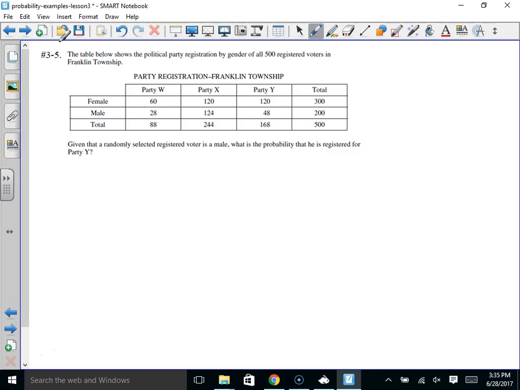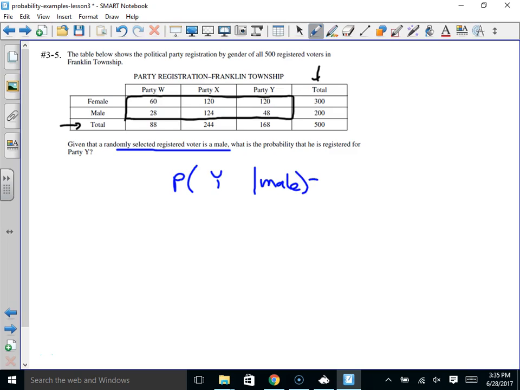All right, so one thing about tables like this, sometimes they give you the margin values, the totals, and sometimes they don't. So it's important to recognize this right here is the actual data, and the stuff on the edges are just the sums of the columns and the rows. All right, so it says, what is the probability that the voter is male? Oh, given that the selected voter is male. So that's the condition. Given that they're male, what's the probability that they registered for party Y?